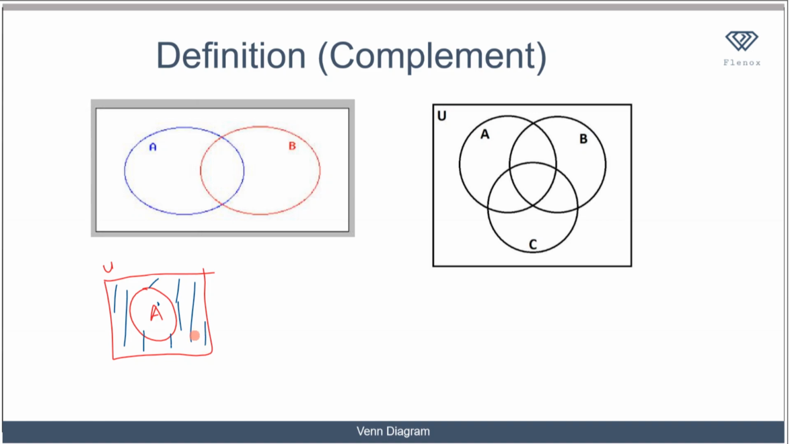As you can see, everything shaded in blue is the complement of A. In this same fashion, the complement of B in this case is everything outside of B. This is the red line representing B. So everything outside of B is the complement of B. And in this case now, the complement of C will be everything outside of C. This is the line representing C. So everything outside of C is the complement of C.